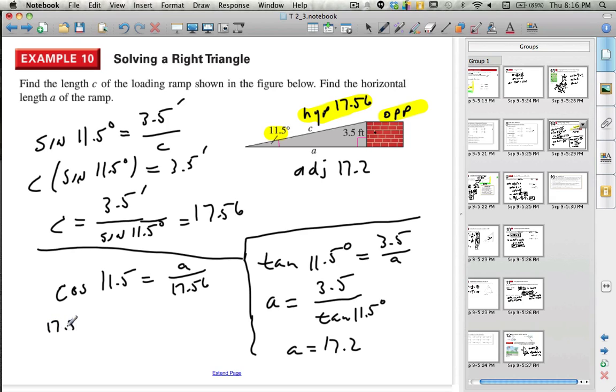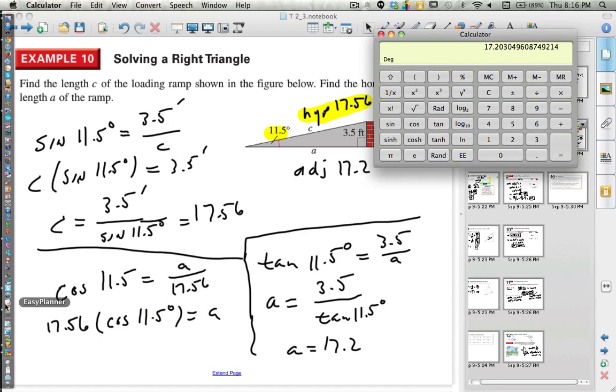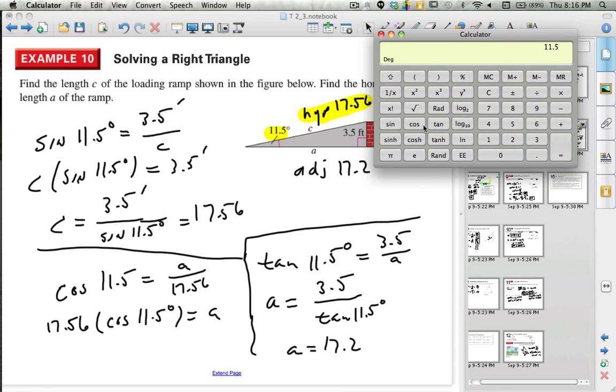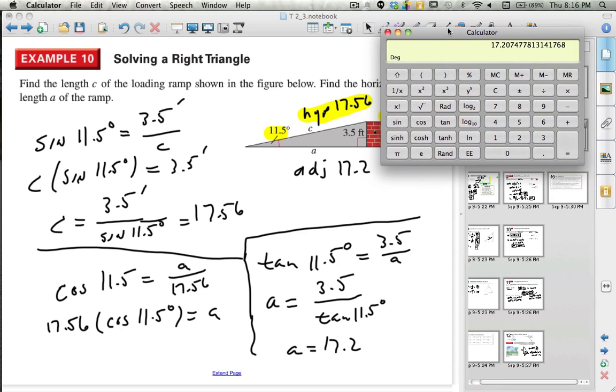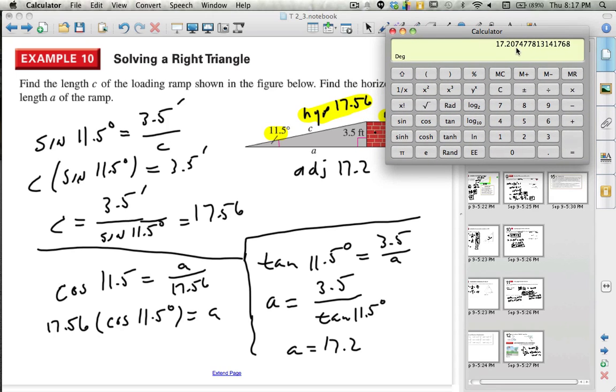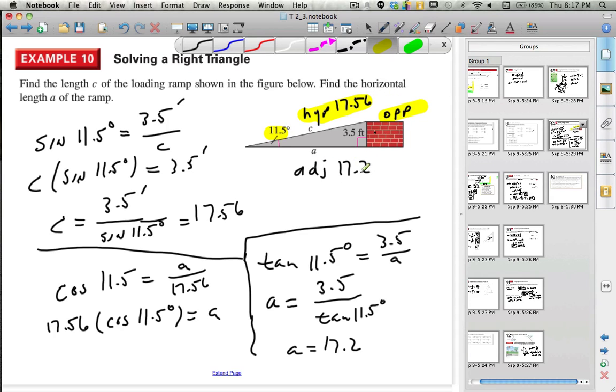If I multiply both sides of the equation by 17.56, the cosine of 11.5 degrees times 17.56 will equal A. So over here I'm going to find the cosine of 11.5, and multiply it times 17.56, and I'm going to get 17.2. I actually got, this would be 17.21 if I rounded it correctly. But you can see I essentially got the same value. It doesn't really make any difference which one you do. You should be able to drive through and get your answer. Just know that you want to minimize rounding error as much as you can. So if you can avoid it, you should.